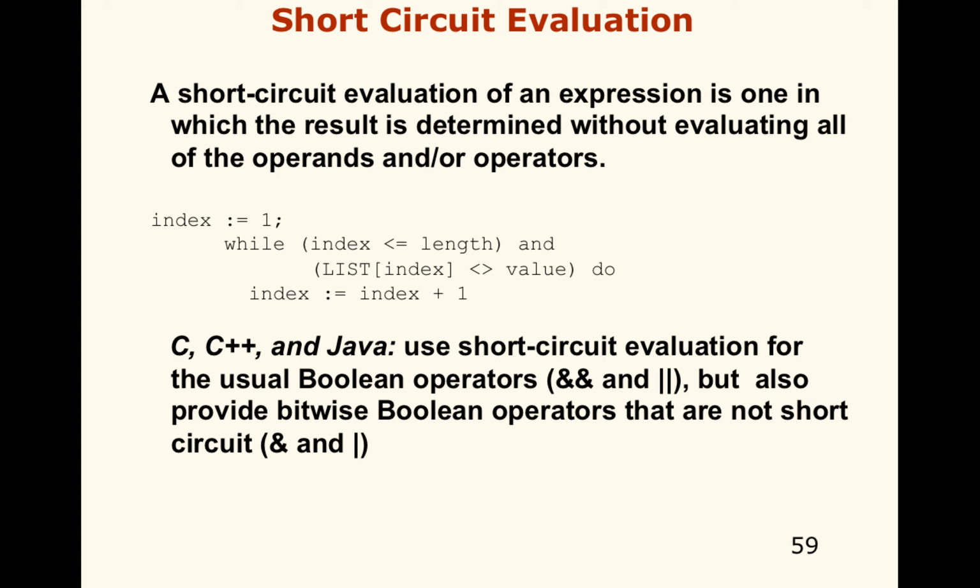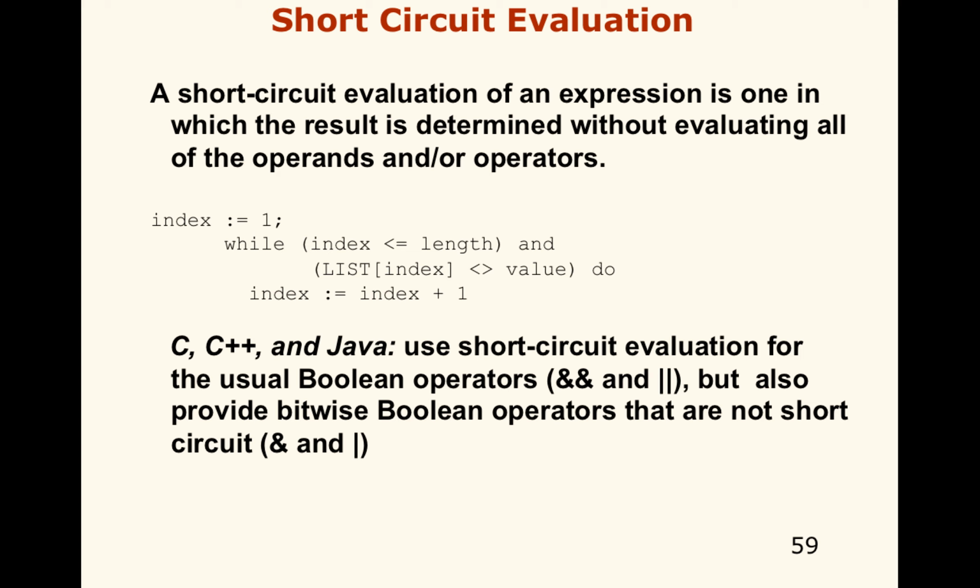So here we have an index that's equal to 1, while the index is less than or equal to the length, and the list at that index doesn't equal a value, then set the index equal to the index plus 1. This is not the C language, by the way. This is Pascal, actually. But it's an example of short-circuit evaluation where if that index value isn't less than or equal to the length, then it's not going to run at all, depending upon what the length of the list is. So anyway, that's kind of an example there.